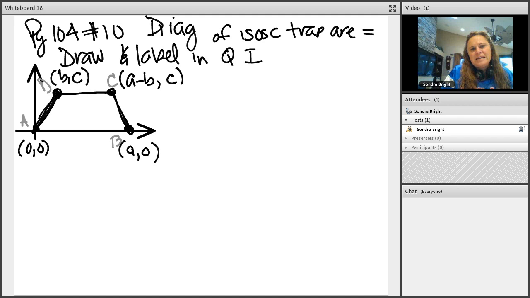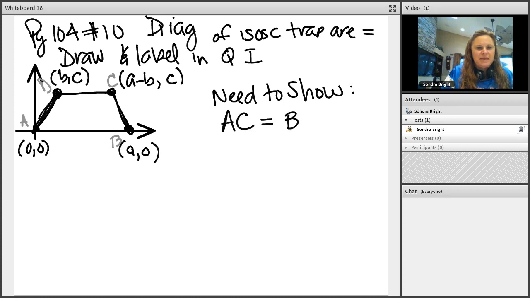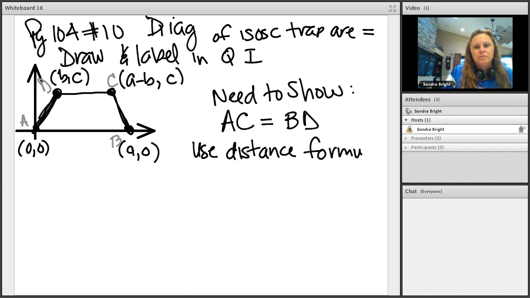And so what I need to show is that the diagonals are equal. So I need to show that AC is equal to BD. And what formula am I going to use? I'm going to use the distance formula. I think we ask you to name what formulas you used. So I'm going to use the distance formula to prove that. All right, so AC equals BD because those are your diagonals, right? Okay, so let's do AC.